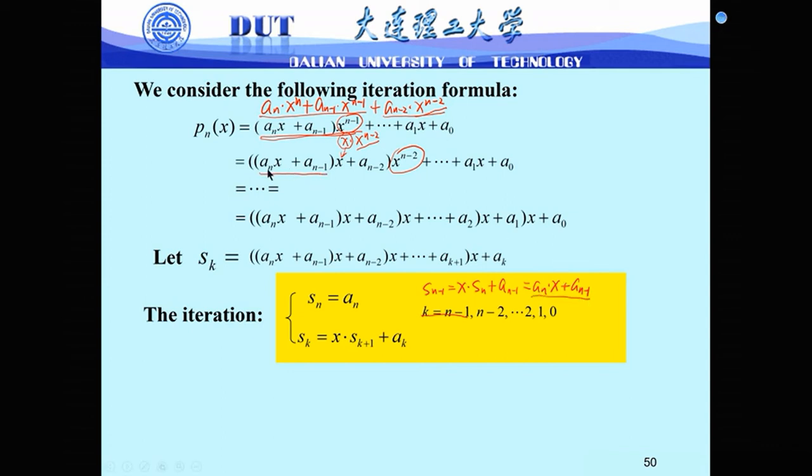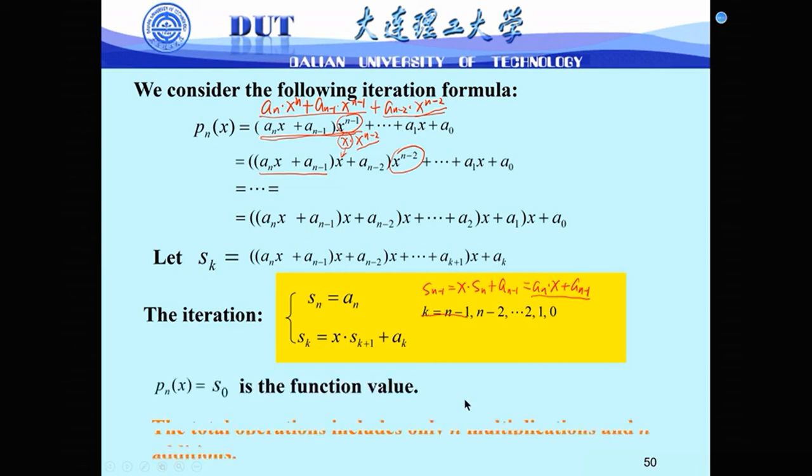It's okay? This term, and then multiply x and plus a_k and so on, right? So this is the iteration. Actually, I just show you an interesting formula you can know. At last, P_n(x) is the final value, the function value.